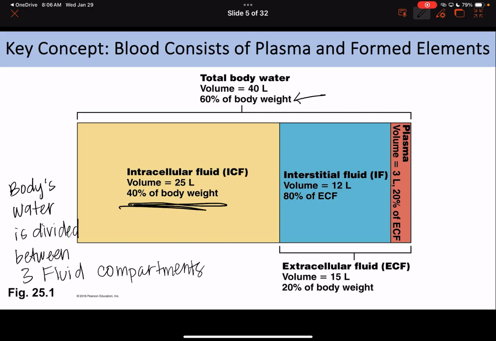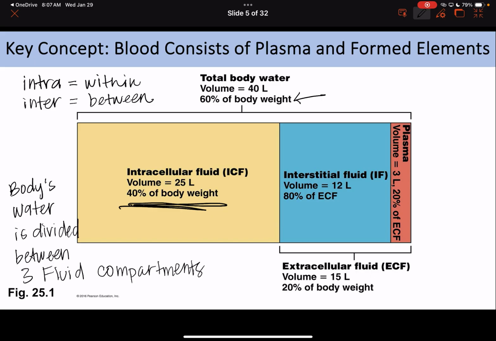One thing you should know, and how many of you are taking or have taken medical terminology? So a few of you, but some things you can jot down to kind of help you remember or understand words as we go through. Intra means within, while inter means between. So when we say intracellular fluid, that is the fluid within or inside the cell.